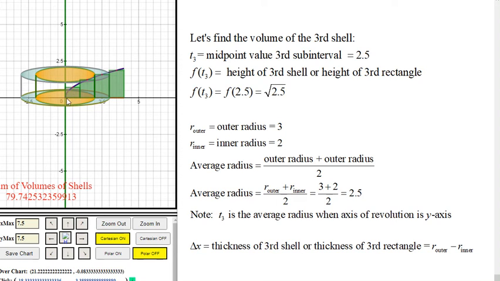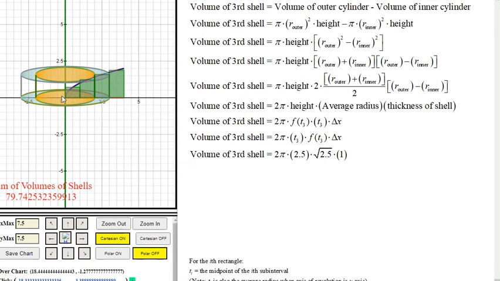And so to get the average radius, we just do the outer radius plus the inner radius and divide it by 2. And that will give us the average radius. And to get the volume of the shell, we'll find the volume of the outer cylinder and then find the volume of the inner cylinder and then subtract. So it'll be the volume of outer cylinder minus volume of inner cylinder.